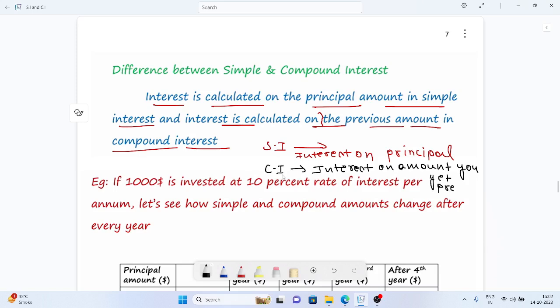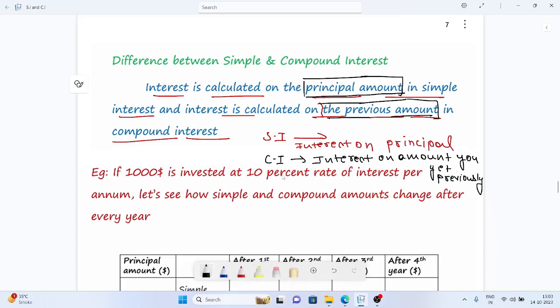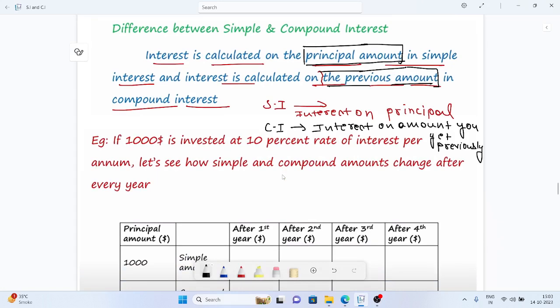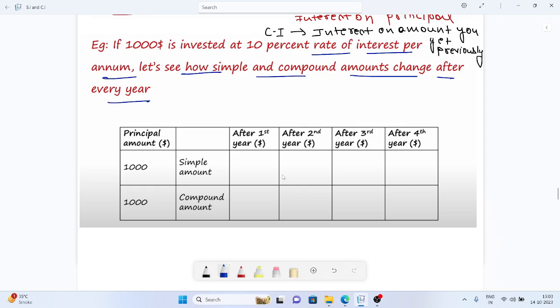What I mean to say, this example will clear this concept. First, understand the meaning of that. The keyword is the previous amount, whereas here it is on the principal amount. Let's say $1,000 is invested at a rate of interest of 10% per annum. Let's see how the simple and compound amounts change after every year. Right?